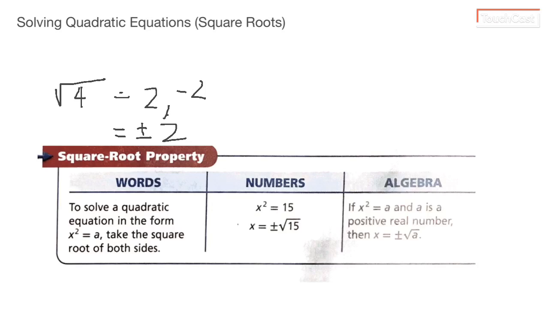Now, if we can simplify the square root, like the square root of 4, we're going to do that. If we can't, like in this example, 15, we can't really find the square root of that. We don't know what times itself makes 15. We can just leave it as plus or minus the square root of 15. So now let's look at some examples.